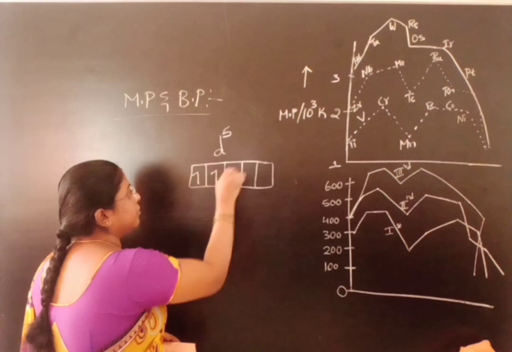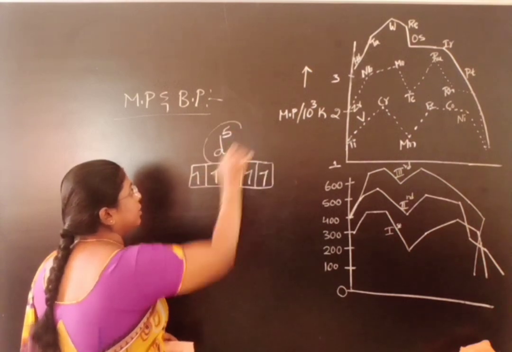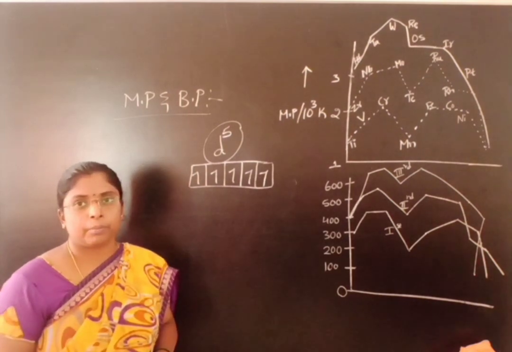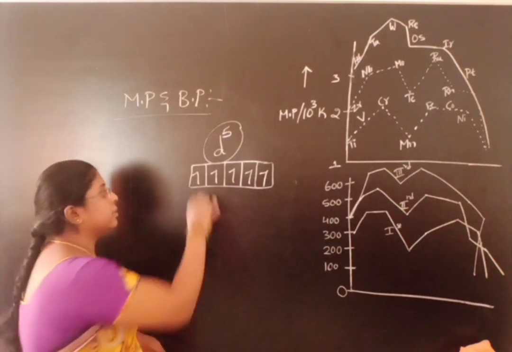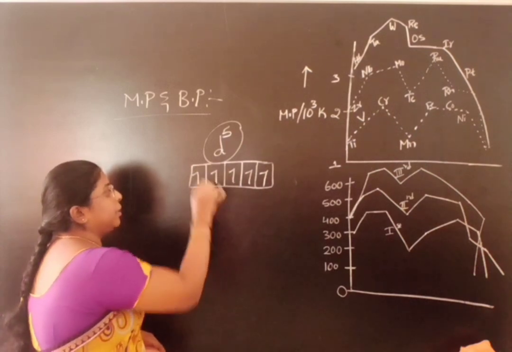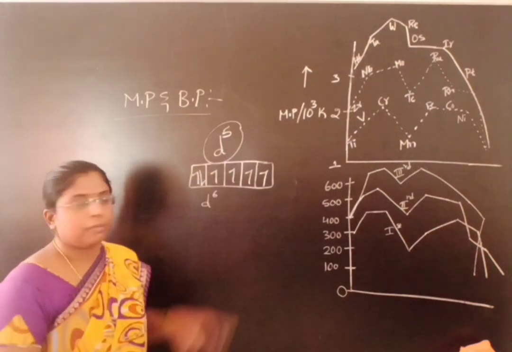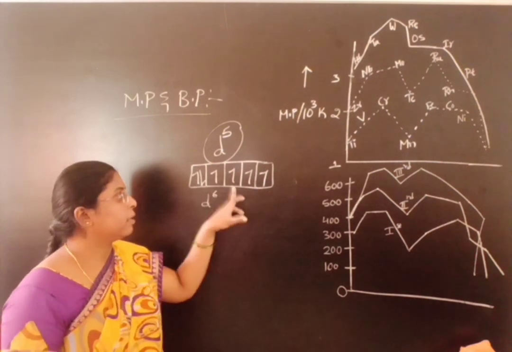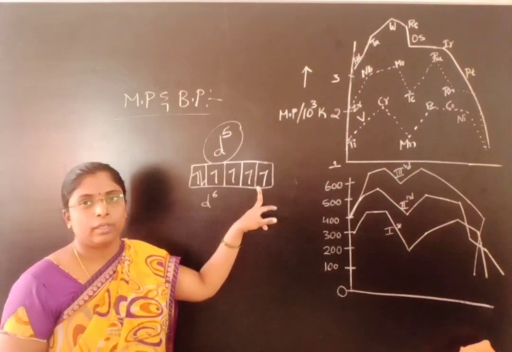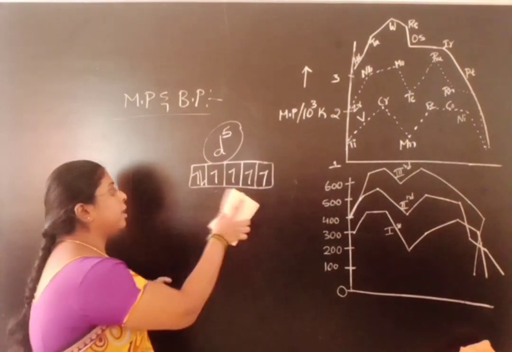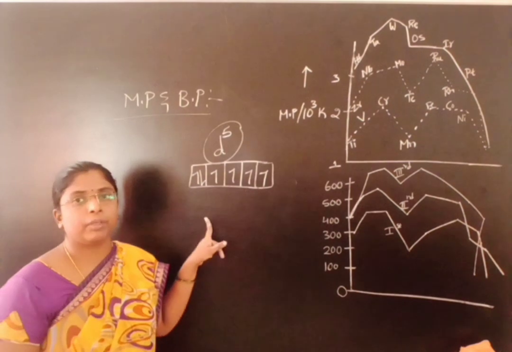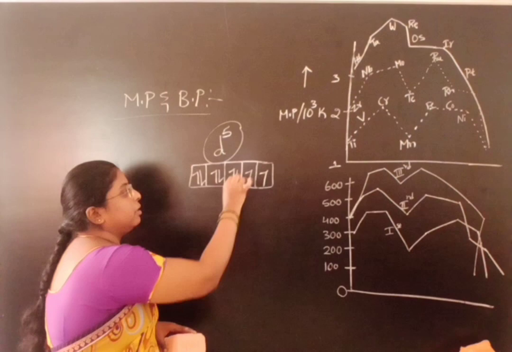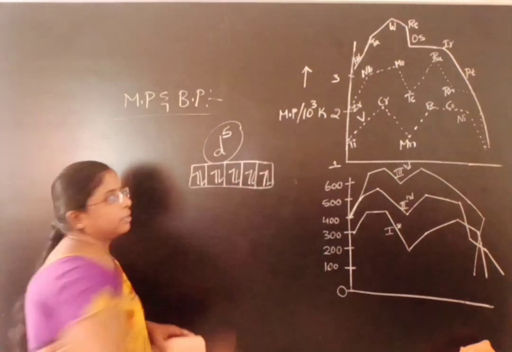For d5, there are 5 unpaired electrons for the middle element. After this, what happens? d6 means pairing of electrons takes place. After the d5 configuration, due to the pairing of electrons, the number of unpaired electrons goes on decreasing. So the element at the middle has the maximum unpaired electrons. Later on, due to the pairing, the number of unpaired electrons goes on decreasing.